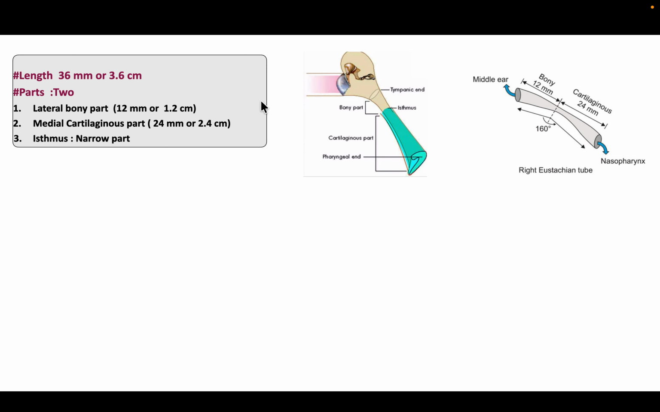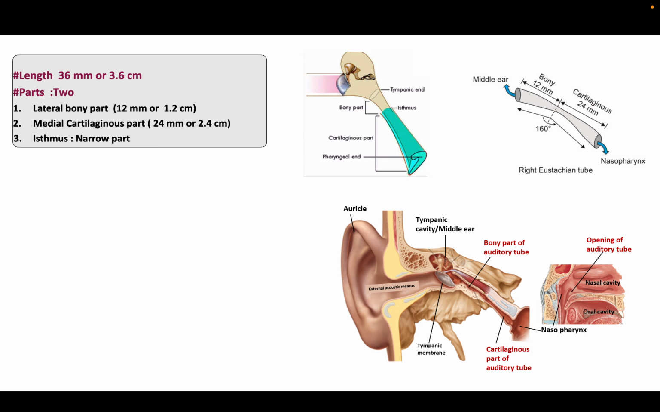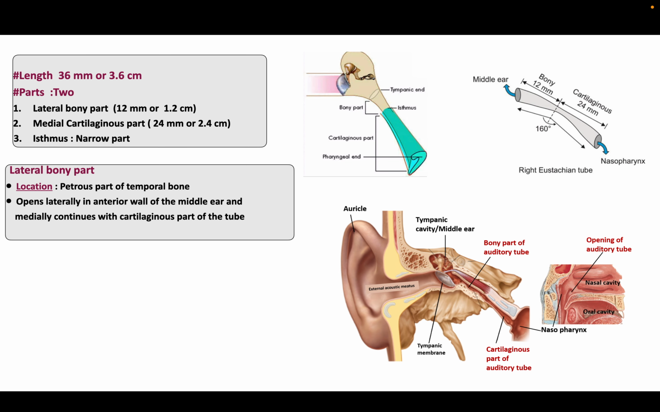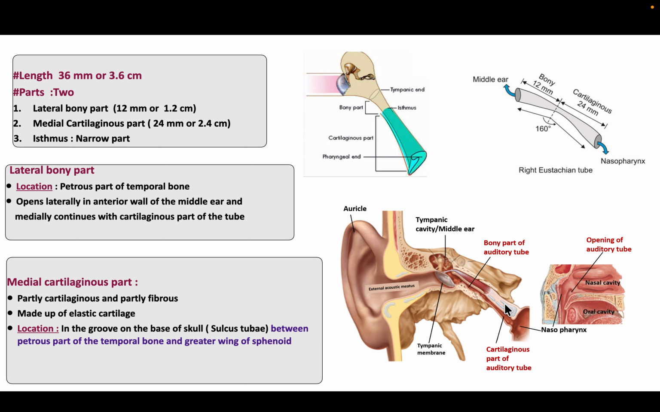Now you can see the bend over here. So this is the isthmus portion. Now coming to the lateral bony part, its location is in the bony petrous part of the temporal bone. It opens laterally in the anterior wall of the middle ear, and medially it continues with the cartilaginous part of the tube. Now the medial cartilaginous part is partly cartilaginous and partly fibrous, made up of elastic cartilage.